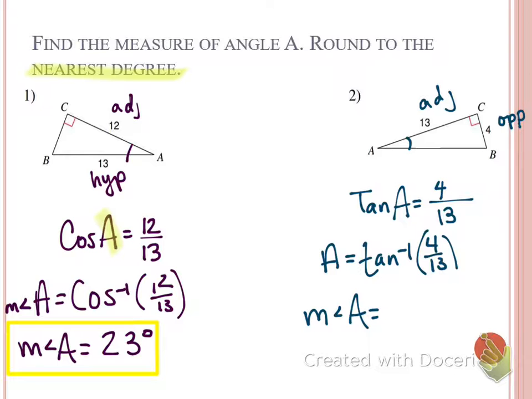What did we get? 17 degrees? 70 degrees. 70. 17. Used cosine. 17 degrees.